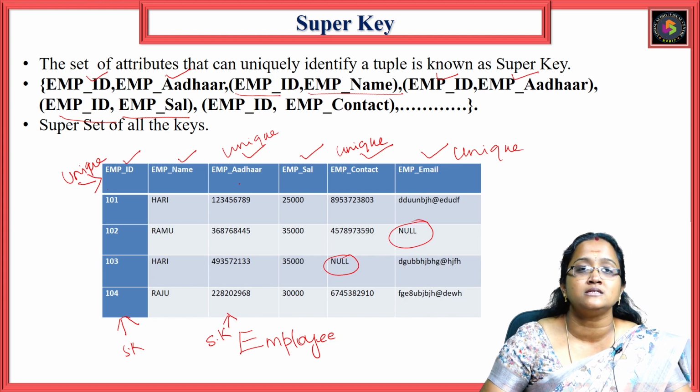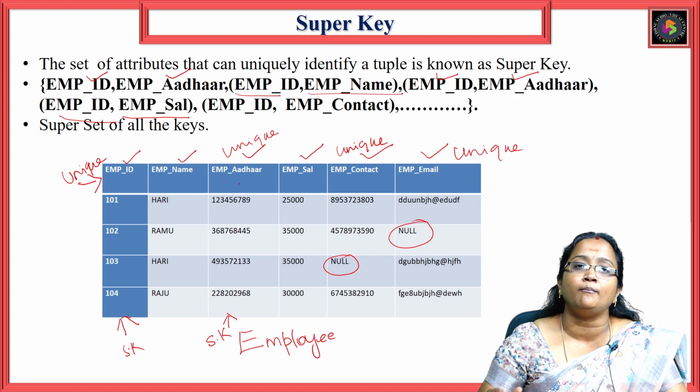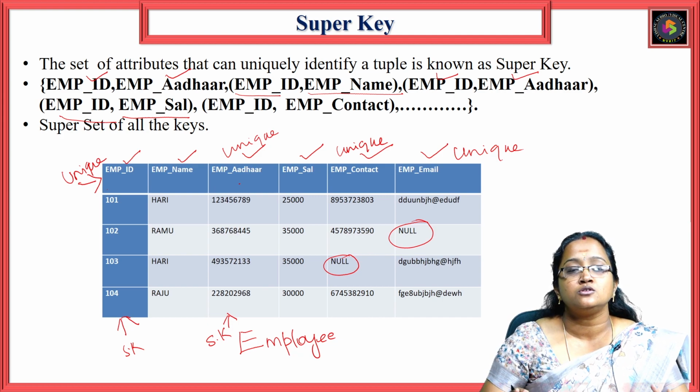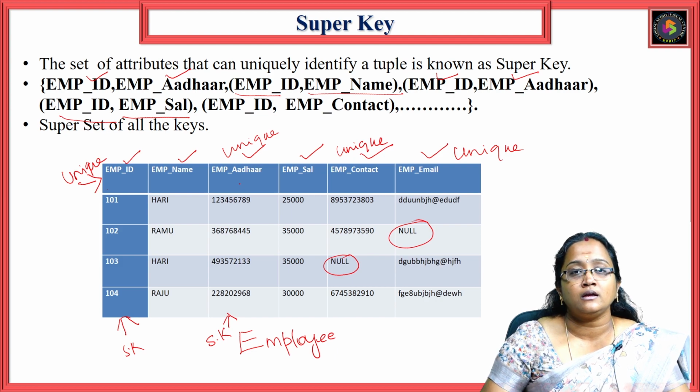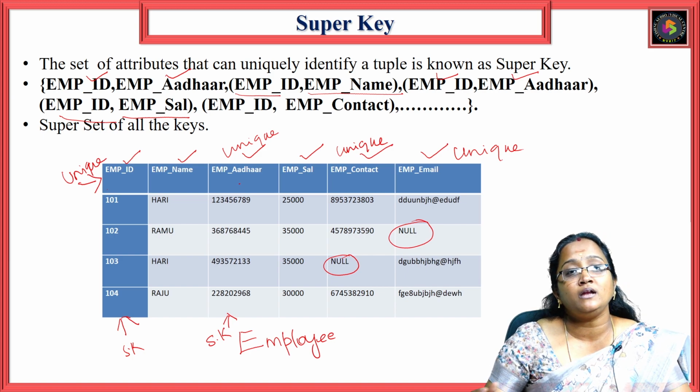Super set of all the keys. Or we can simply say it is a combination of all the attributes that can be used to identify a tuple uniquely. Basically, from this we can derive all the other keys. Super key is the attribute set used to find out the tuple uniquely.